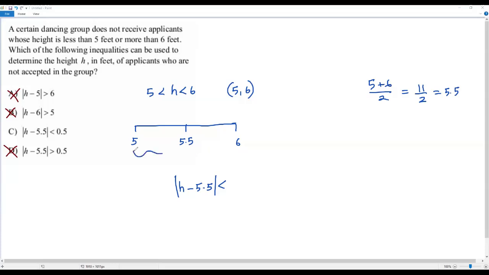Okay, if I find the positive difference between 5 and 5.5, what do I get? 5.5 minus 5, which gives me 0.5. So that should be taken over here. So this is the absolute value inequality which gives the solution for h. We find this stuff exactly in answer choice C. The correct answer choice for this question is C.